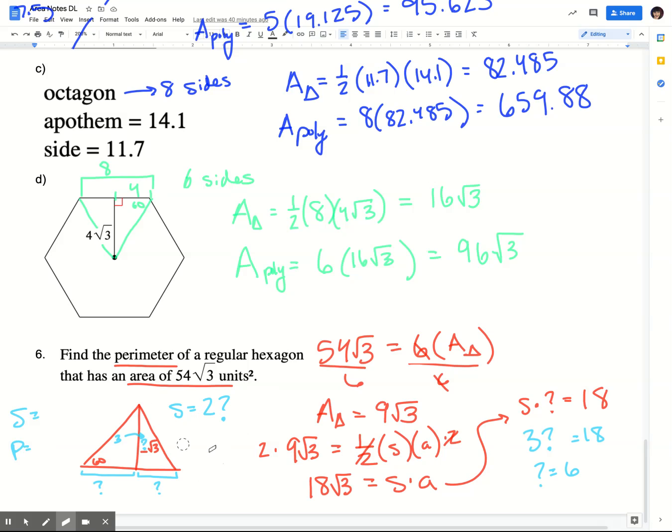So the logic that I used is still sound. It's just that I forgot about this multiply by 2 that I had already dealt with here. So my side length here really should have been 6, and my question mark here is 3, because 6 times 3 gives you 18. So really my side length is 6, which means my perimeter is 6 times 6, which is 36.